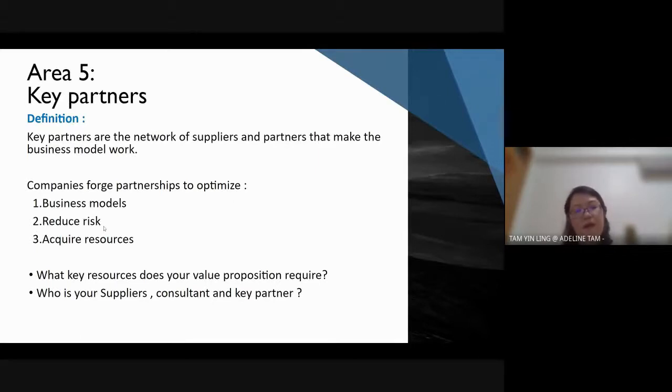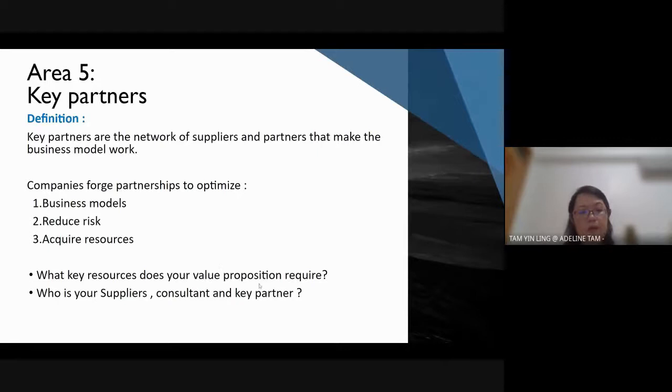Sebab kalau masakan tu sedap, you make more money, right? So they help you to reduce the risk. They even provide you with tools and equipment for cooking, for example. So the question you have to ask here is, what key resources does your value proposition require?